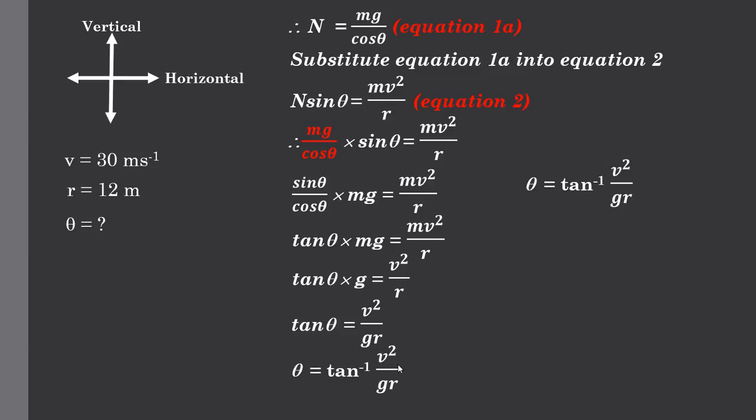So here's our starting equation to solve a problem. Let's substitute in now our variables for v, g and r. V was 30, g is 9.8 newtons per kilogram, and our radius was 12. Putting that into our calculator, we end up with a banking angle of 82.6 degrees. Not very practical, quite a steep incline, but that's what would be required for a vehicle at 30 meters per second to go around a radius of 12 meters with uniform circular motion.